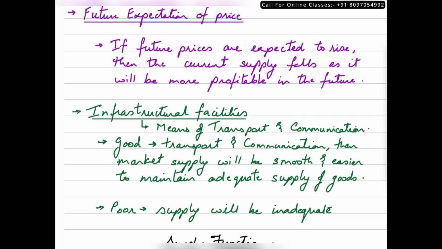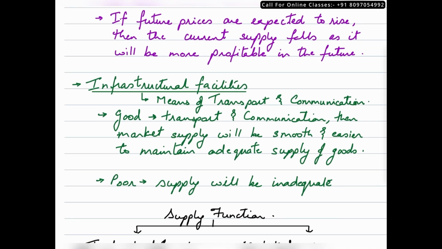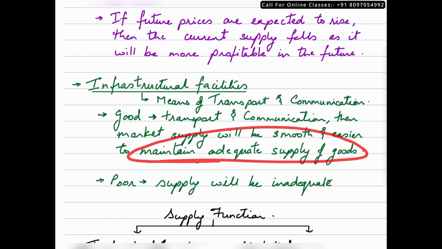The next factor is infrastructural facilities. So infrastructural facilities could also be indicated as means of transport and communication. If these facilities are good in a given market, that means people have access to market information. There's ease of transportation for firms to ensure raw materials are coming in time and the finished goods are going out of the production unit in time. Then the market supply is going to be smooth and it'll be easier to maintain adequate supply of goods in that market.